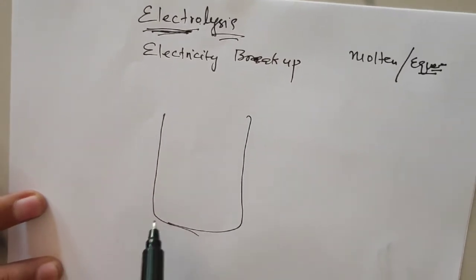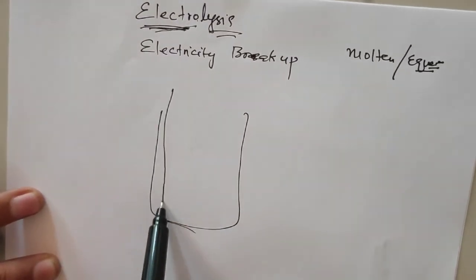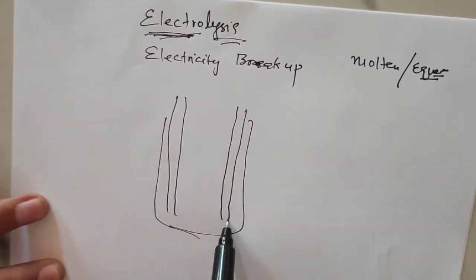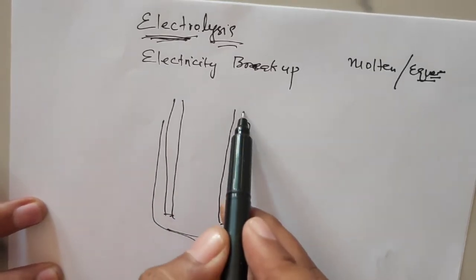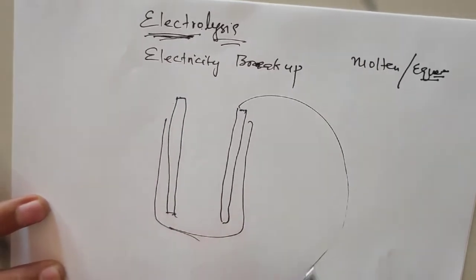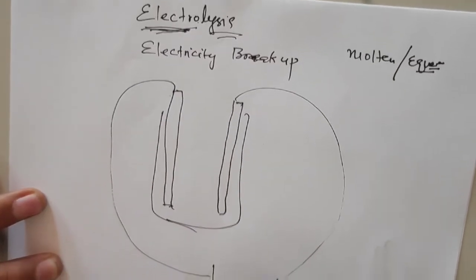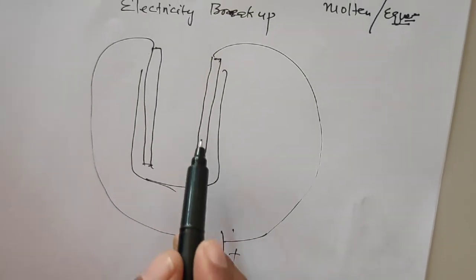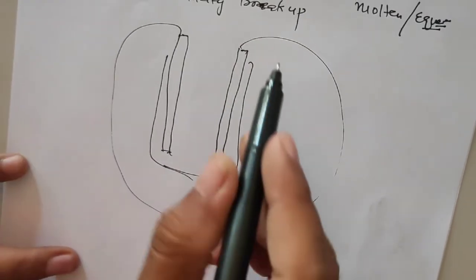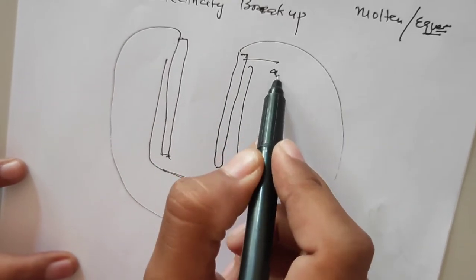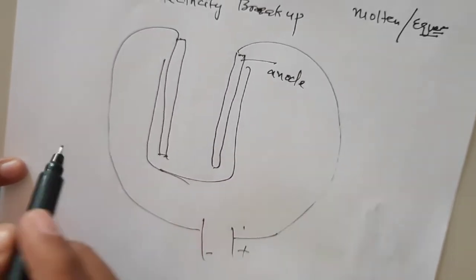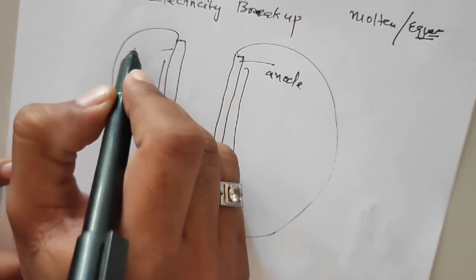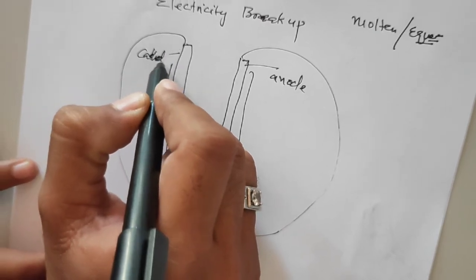So what is an electrolytic cell? It is a cell in which two metal electrodes are fixed and connected with a battery. So here we take an electrolytic cell. This is the cell, and it is connected with the positive terminal and the negative terminal. The electrode connected with the positive is called the anode. So here it is called the anode, and the electrode connected to the negative terminal is called the cathode. So this is the cathode.